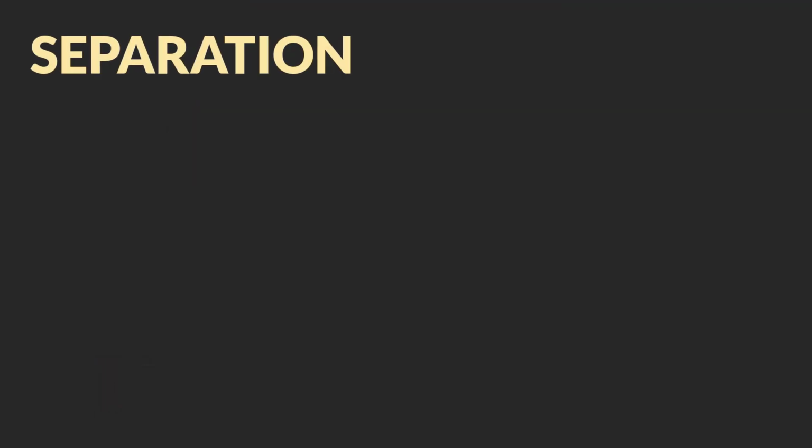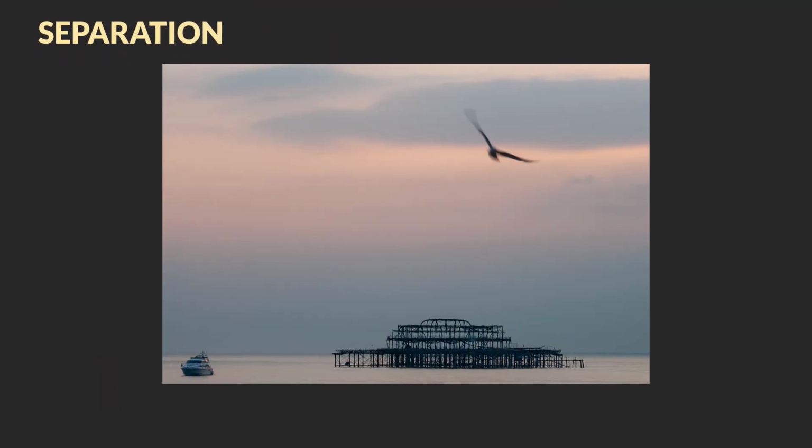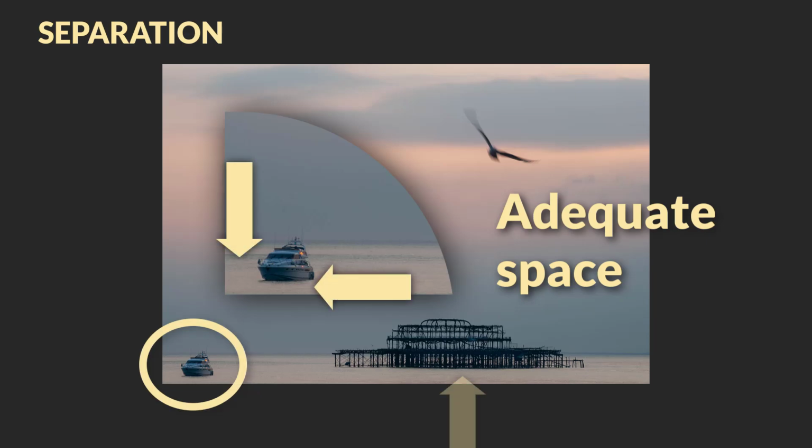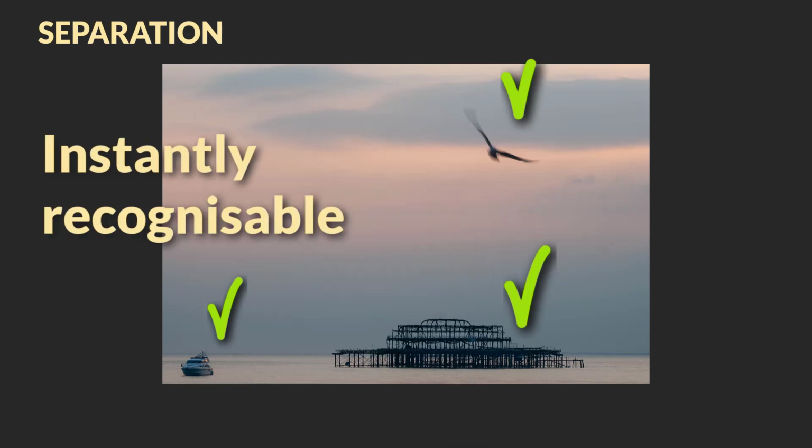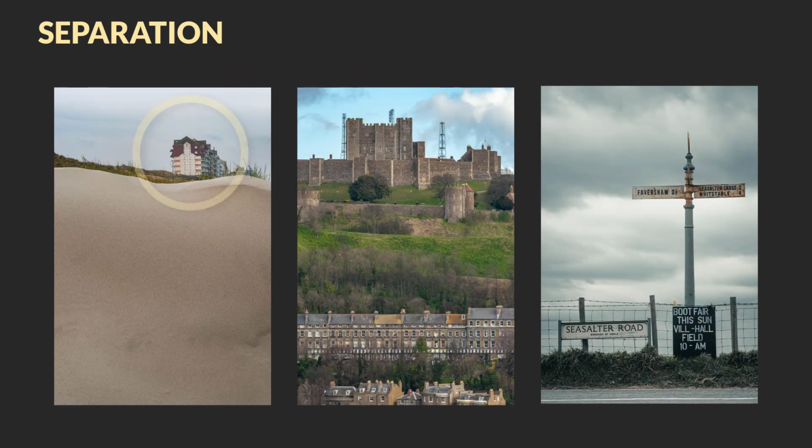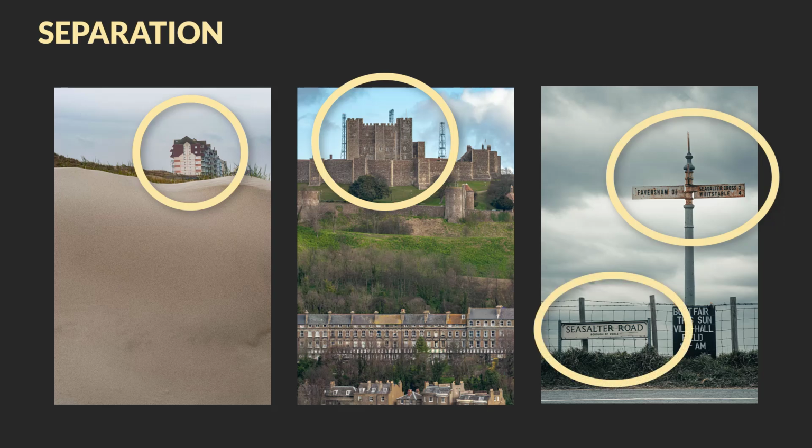So secondly, there's separation. And this is all about ensuring that there's adequate space between all of the objects in the frame. Every object in the frame should be as recognizable as possible when viewing the image for the first time. Every object needs to sit in its own space. And that's all that I'm going to say about that for now.